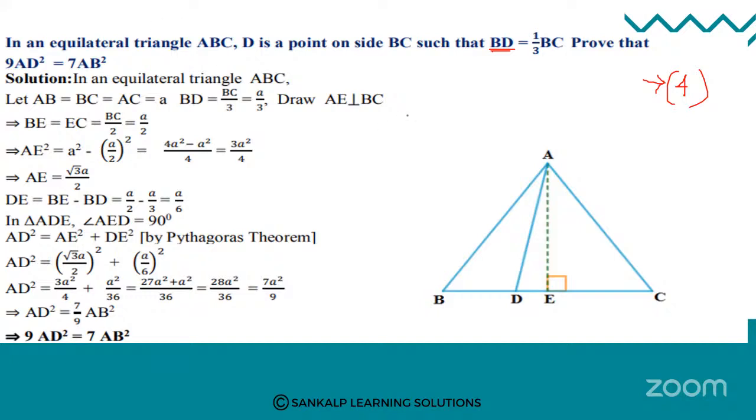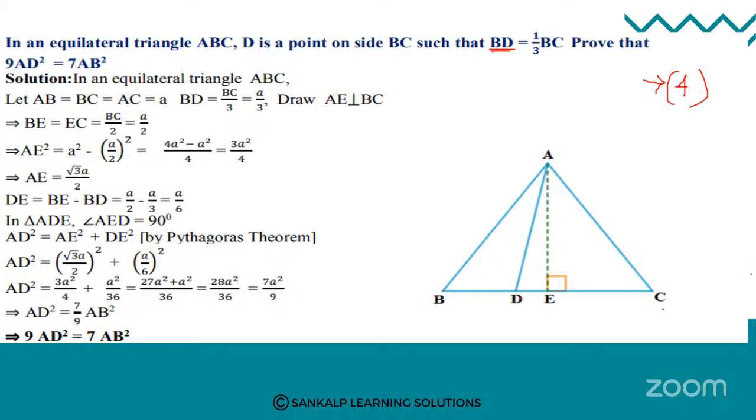See, this is an equilateral triangle. They have given ABC is an equilateral triangle. So in the equilateral triangle, what is D? D is a point on the side BC such that BD divides, means BD is equal to 1/3 of BC. Right? Prove that 9AD square is equal to 7AB square.